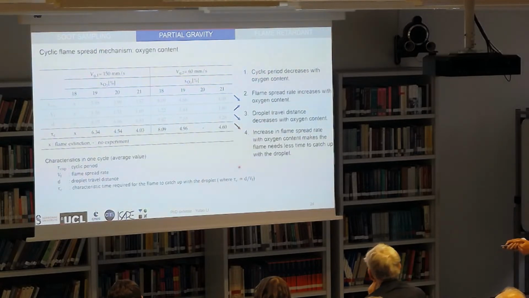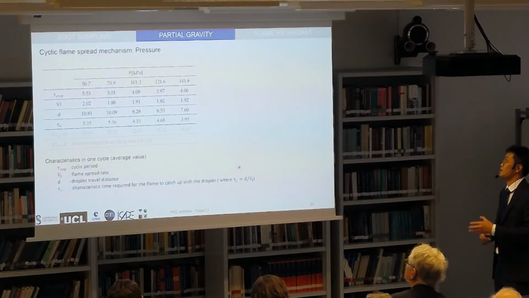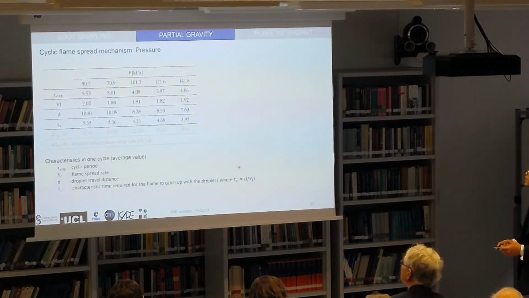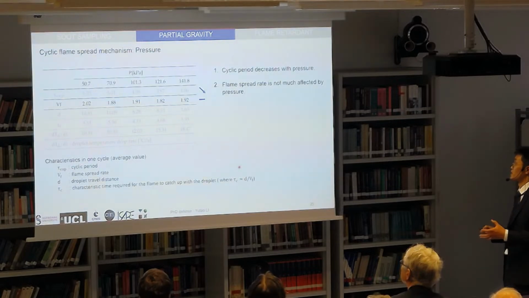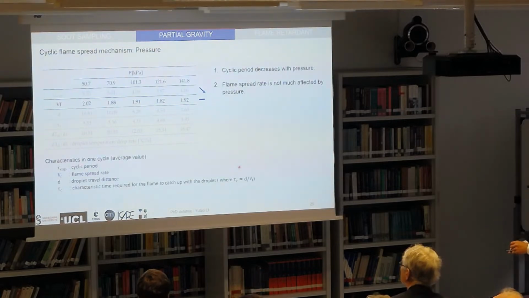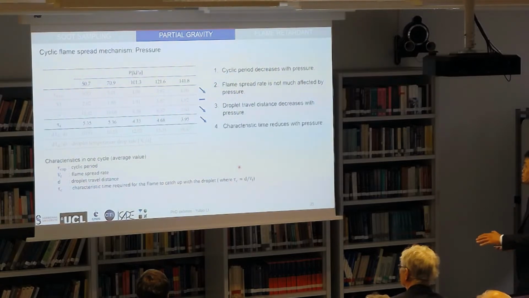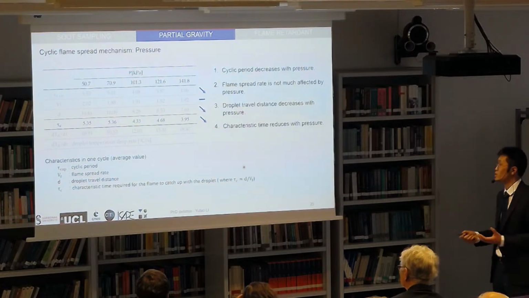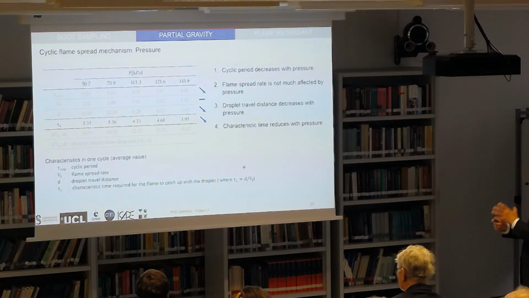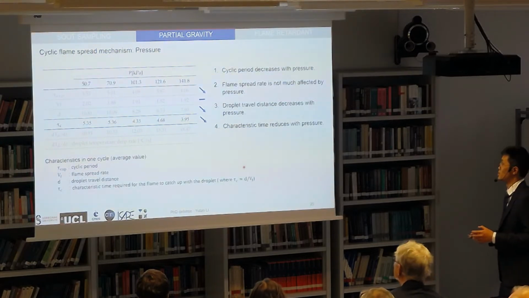droplet. A similar analysis can be applied for the effect of the pressure, and we can find that the cyclic period also decreases with the pressure, but this time the flame spread rate is not much affected by the pressure. Still, the droplet travel distance decreases with pressure, and also the characteristic time reduces with the pressure. As the flame spread rate is not much affected by the pressure, the effect of the pressure is not based on the same reason as the effect of the oxygen.